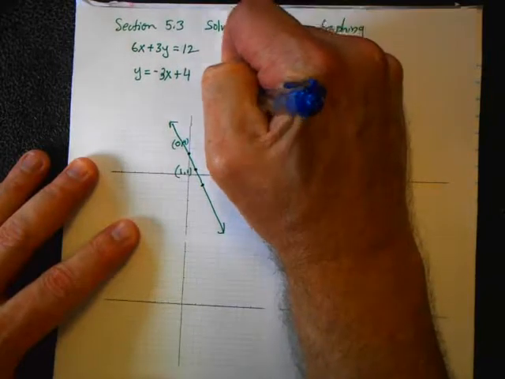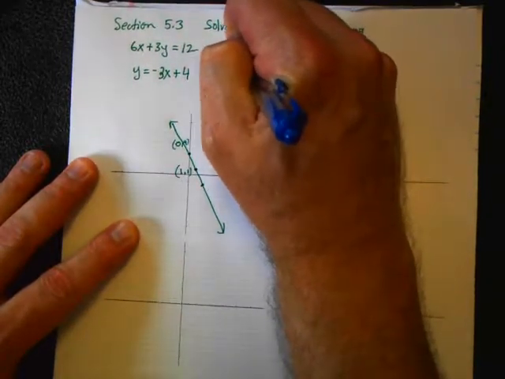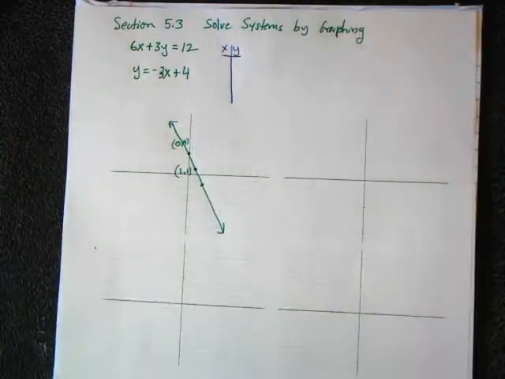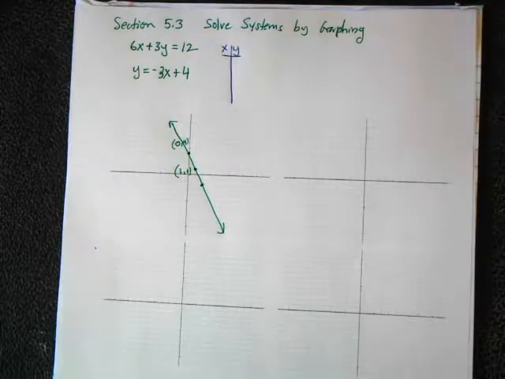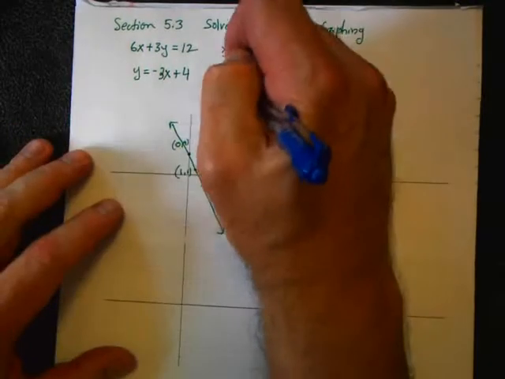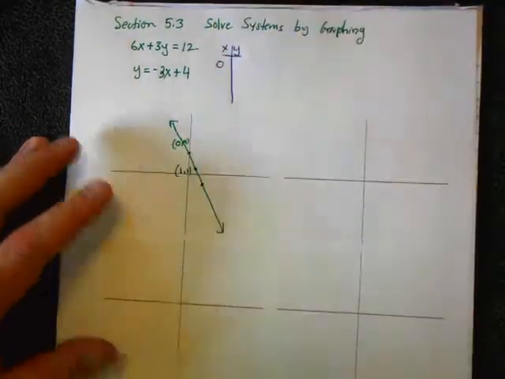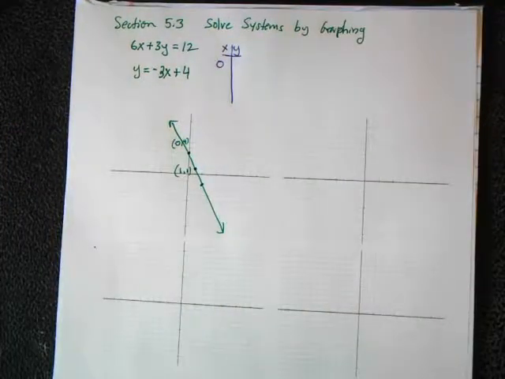Here's what I would do. I would build myself a little chart. And I'm going to pick my favorite number in the whole wide world. What's my favorite number in the whole wide world? 0 is my favorite number in the whole wide world. Why do I like 0 so much? I like 0 because it's really, really, really easy to plug in. It does make things easier when you plug it in.